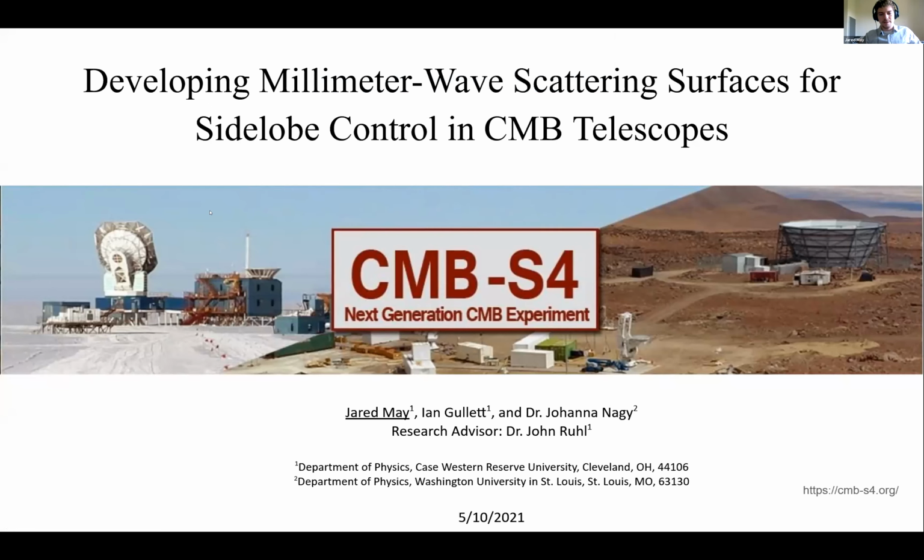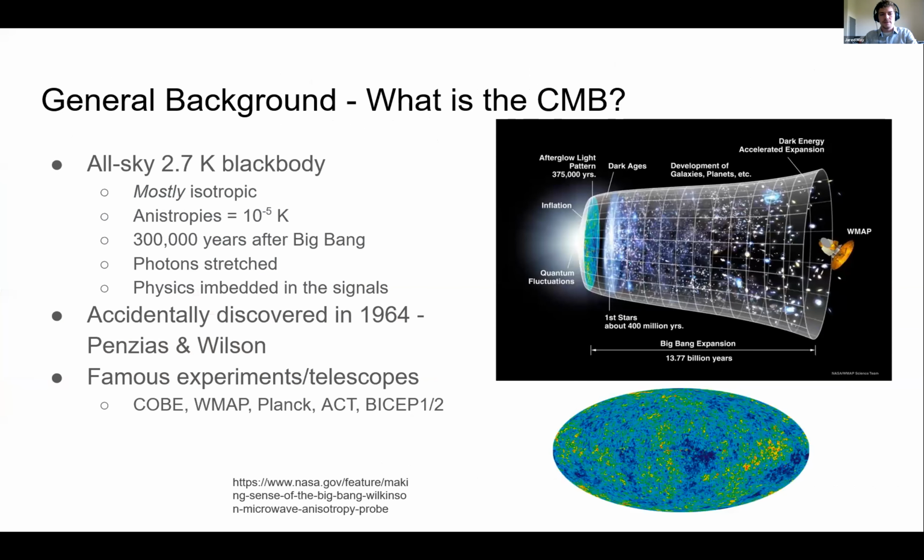Hi, everyone. My name is Jared. And this semester, I work with Professor Ruhl on a senior project called Developing Millimeter Wave Scattering Surfaces for Sidelobe Control in CMB Telescopes. So first, I want to dive into a bunch of background and context about the CMB that will justify the project and eventually lead up to it.